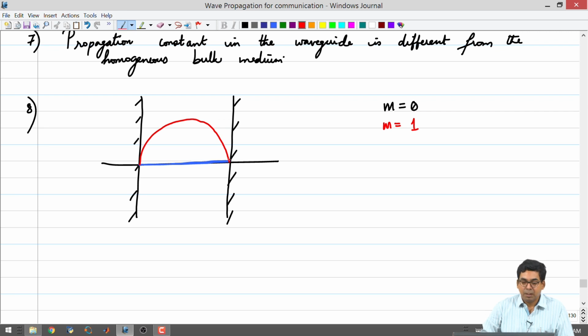Now, this gives some hope that there is going to be an electric field present within the medium, and we also say that there is a maximum of the electric field present right in between the two conductors. So, the maximum of the electric field is present right at the center of the waveguide.